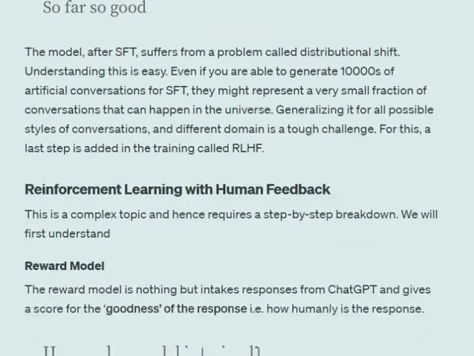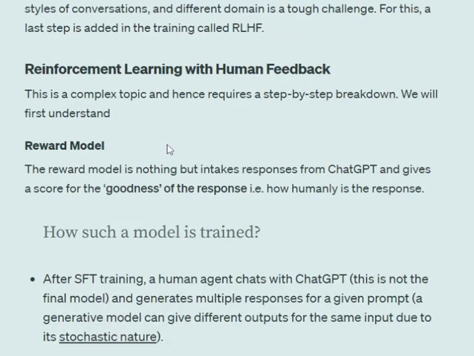Let's understand this, the most important part of this whole training process. First of all, we need to understand what the reward model is and how it is prepared. The reward model basically takes in a response generated by the SFT model, after training with supervised fine tuning, and gives us a score for that response: how good the response was, how human-like the response was. So how is such a model trained?